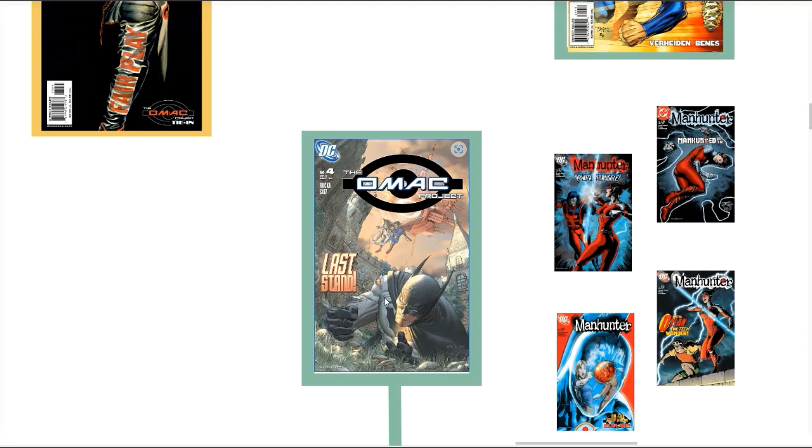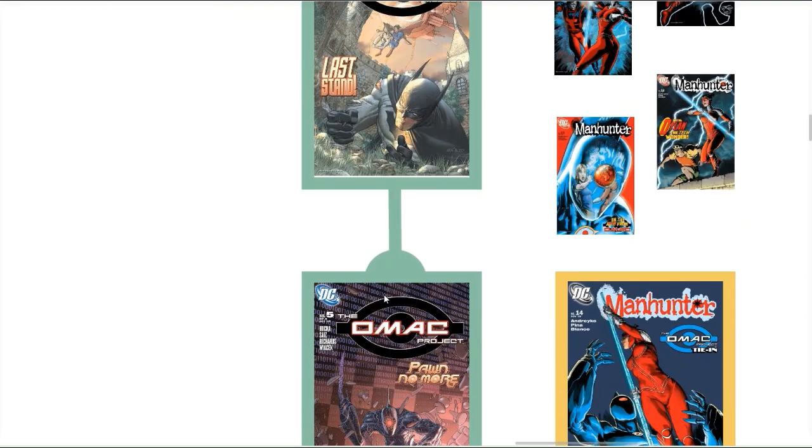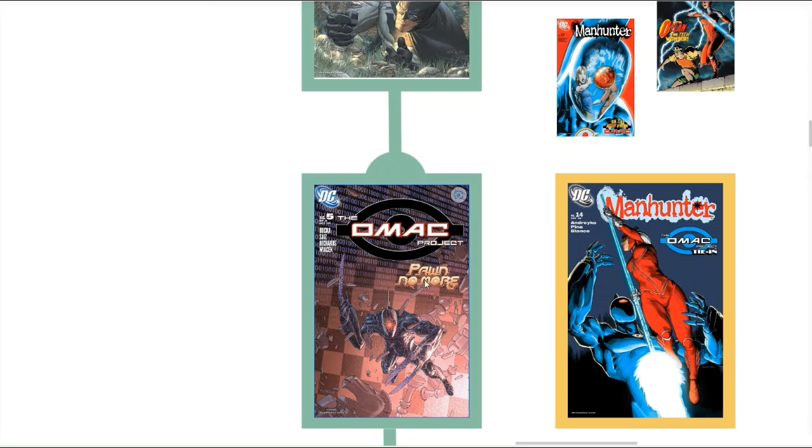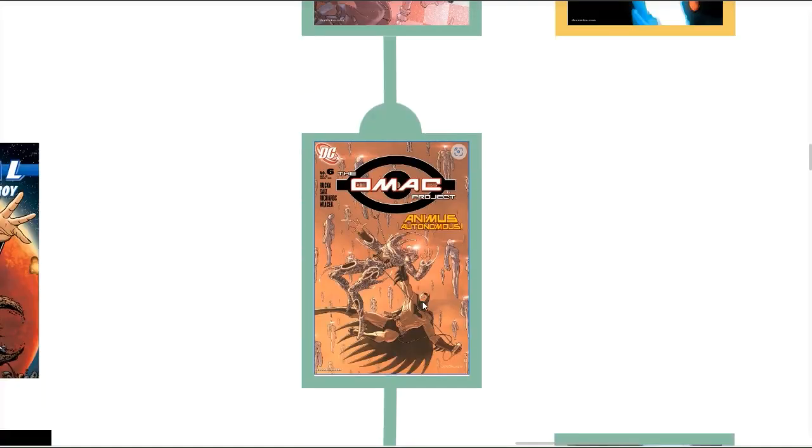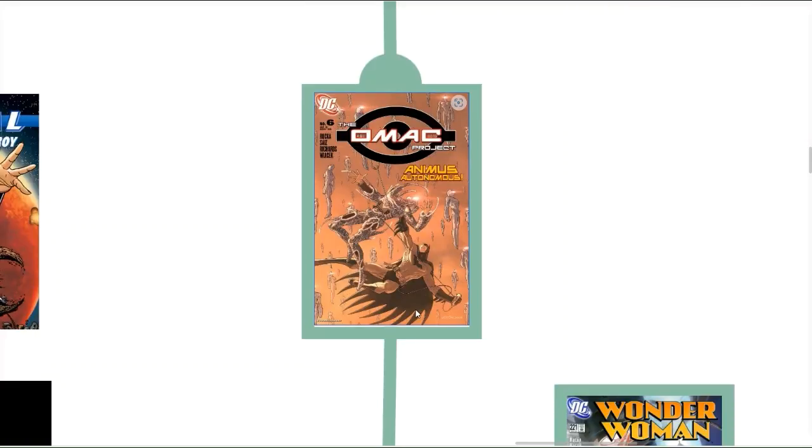So then when we come back to Omac number 4, here we have it. That then leads us into Omac number 5, which is the Omac Project. Here we are, Omac Project 5 is quite interesting. It has the character Sasha Bordeaux and what happens to her, which is really important. And then that leads into Omac number 6, which is an issue that ends with Brother Eye releasing a really key thing that affects what's happening with Wonder Woman and the events of Sacrifice and everything else. Really, really important.